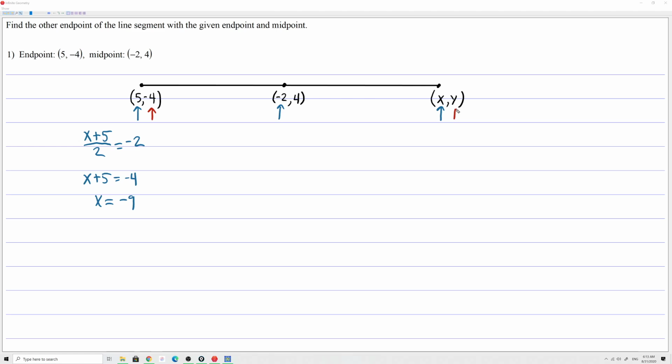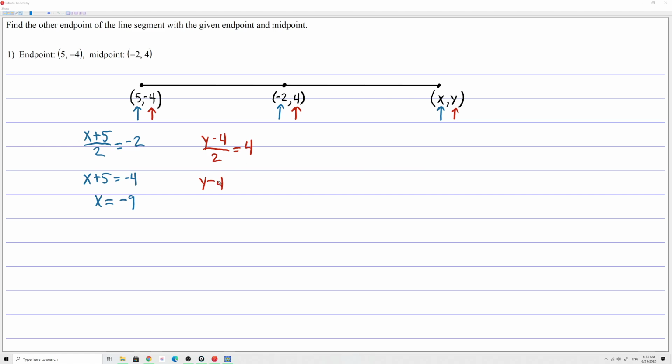And it's a similar procedure to find the y value. -4 and y, if you average those together, you get the y value of the midpoint, which is +4. So we need to average y and -4. So we add them up, divide by 2. That gives you the y-coordinate of the midpoint.